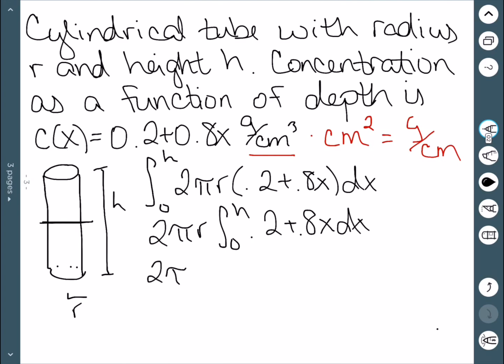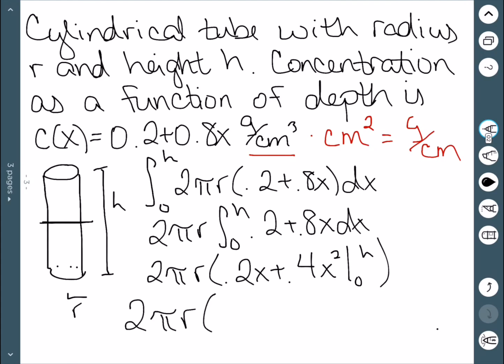That then gives me 2 pi r times 0.2x plus 0.4x squared between 0 and h. If I stick in h, I have 2 pi r times 0.2h plus 0.4h squared, and if I stick in 0, I get 0. So now I have a function. If you give me a value for r and h, we can actually find the mass at a given point.